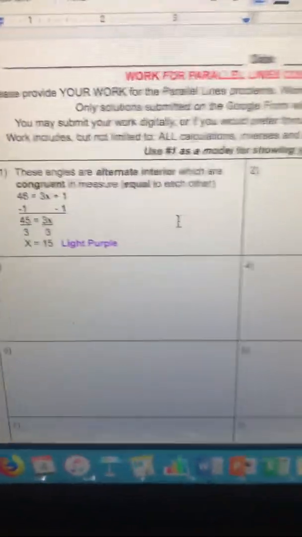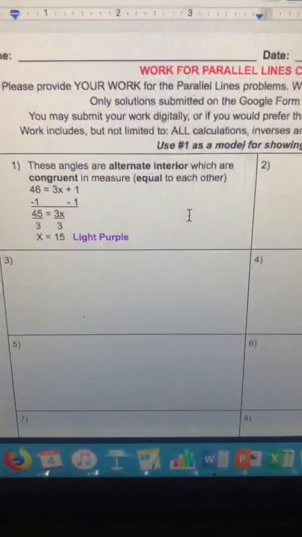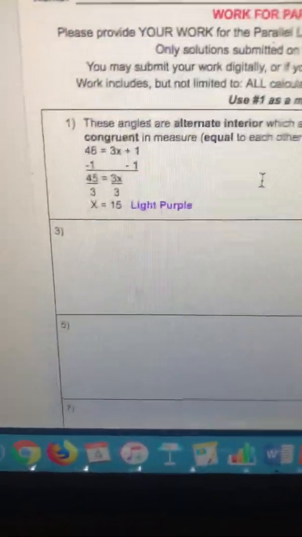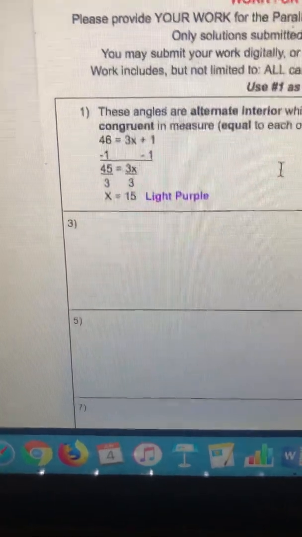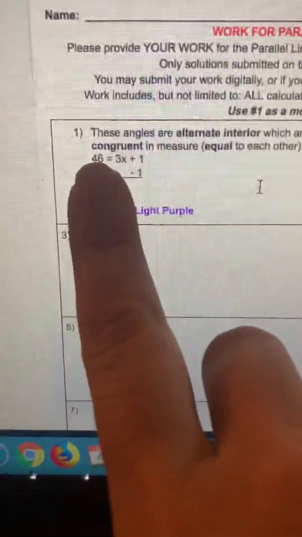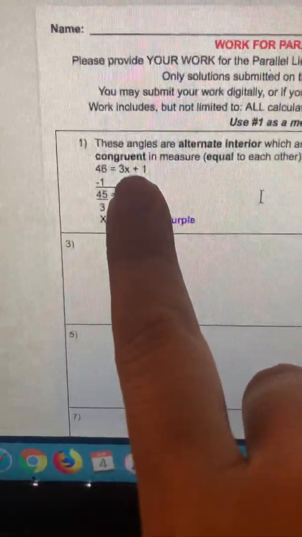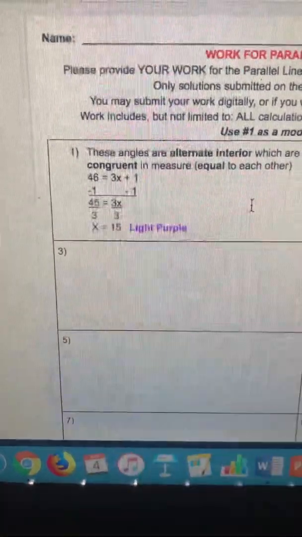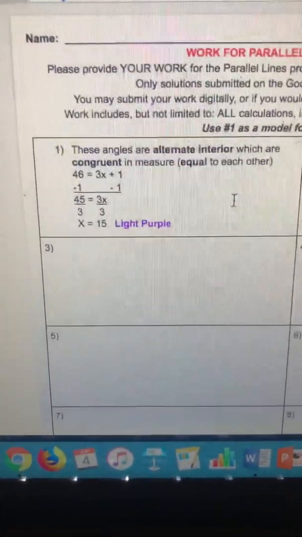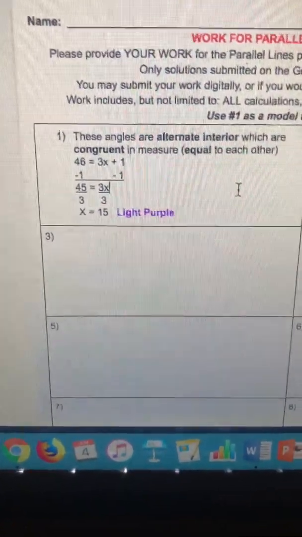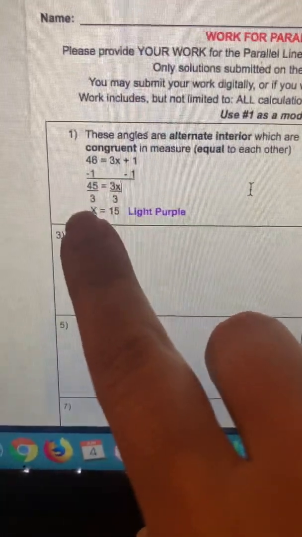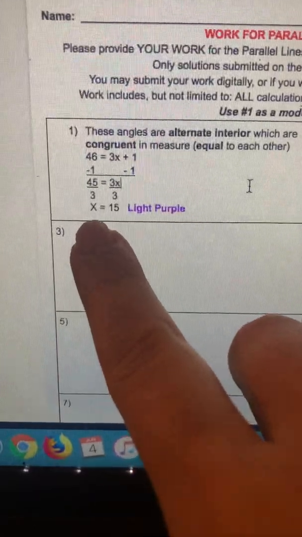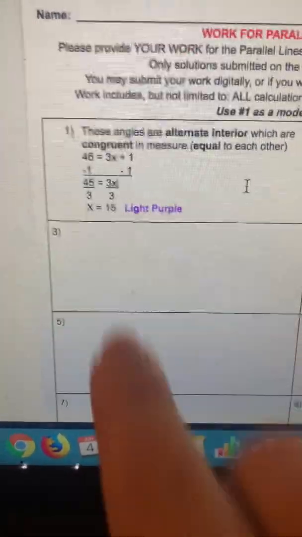So for number 1, I saw that the angles were alternate interior, which means they are congruent or equal in measure. Okay, so I set up my equation. One of the angles was 46, and the other angle was 3x plus 1. I set them equal to each other because they are equal in measure. And then I solved my equation by doing the inverse of -1, and then I divided by 3 to get x isolated, so x equals 15.